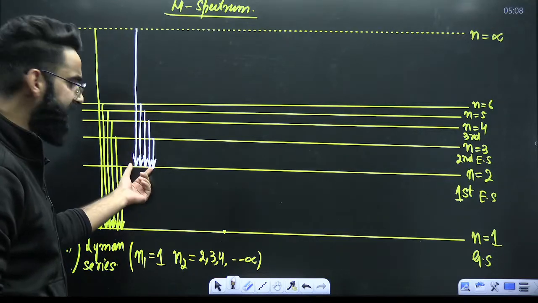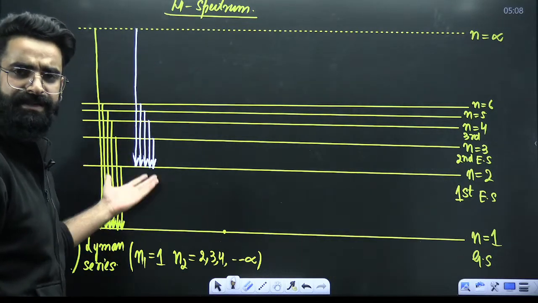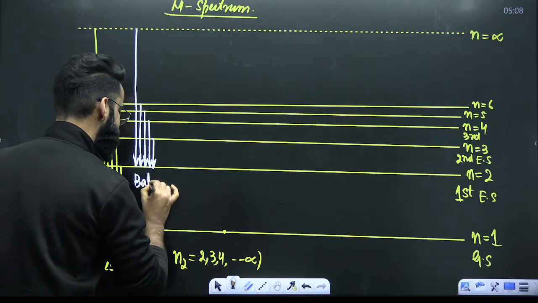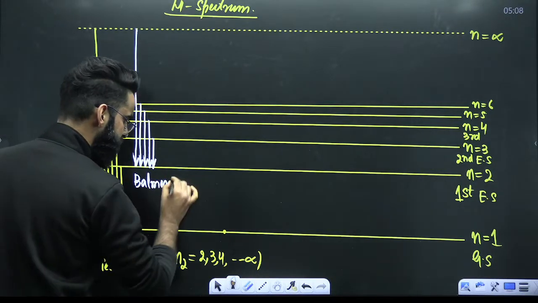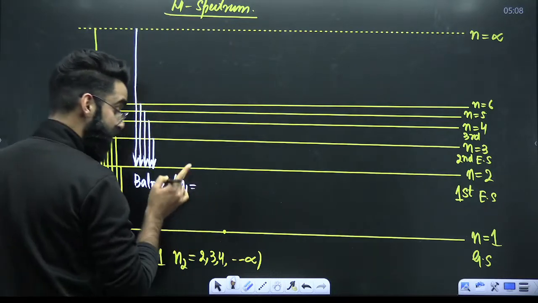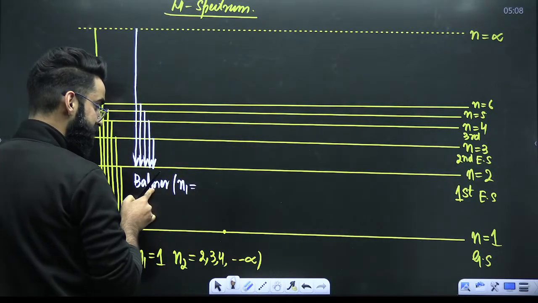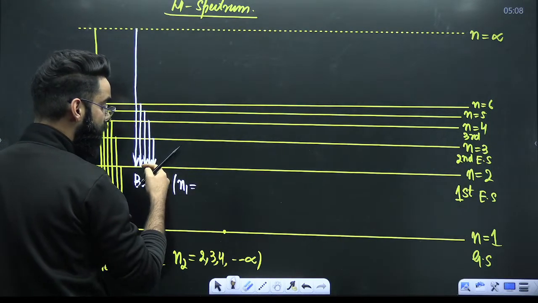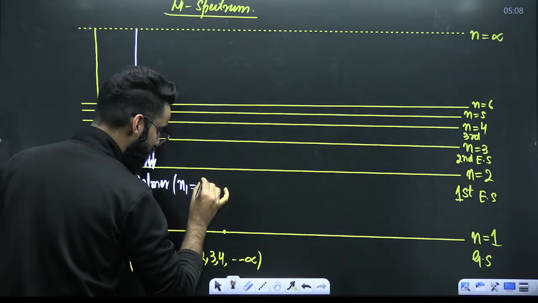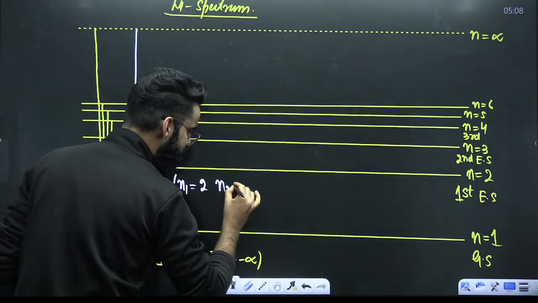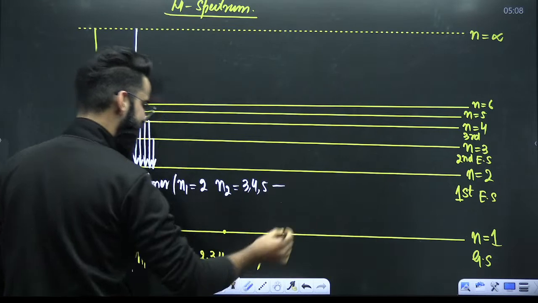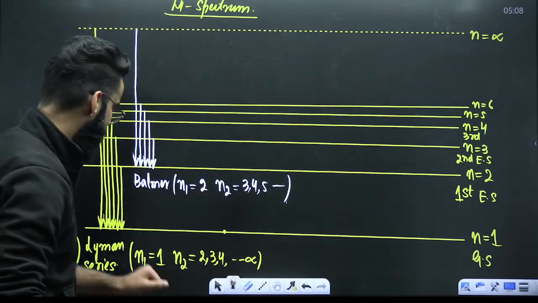And those series of radiations which we got when the electron makes a transition from a higher energy state to shell number 2, you call this series of radiations the Balmer series. In the Balmer series, the electron finally reaches back to shell number 2. So the lower energy state in the Balmer series is 2, and the higher energy state can be 3, it can be 4, it can be 5, right?